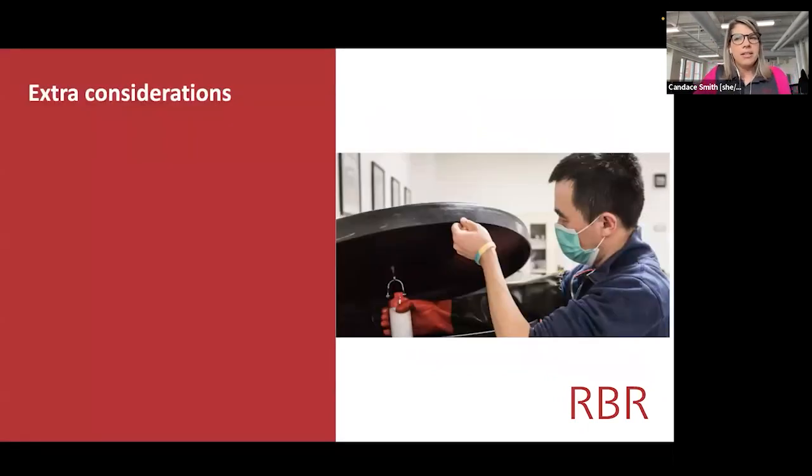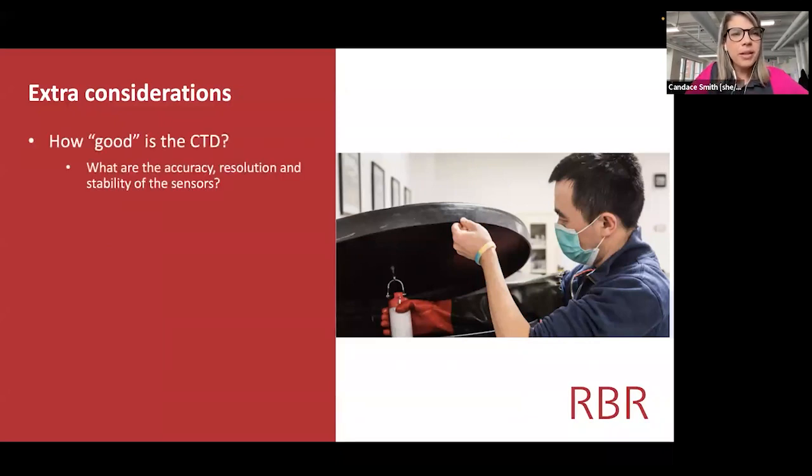And then I call these the extra considerations. Again, I didn't really know what else to call them. They're just other things to think about. One is, how good is the CTD? And that might seem silly, but I think it's a really important thing. If you think about the specifications, like the accuracy, the resolution, and the stability of the sensors, that's really important.